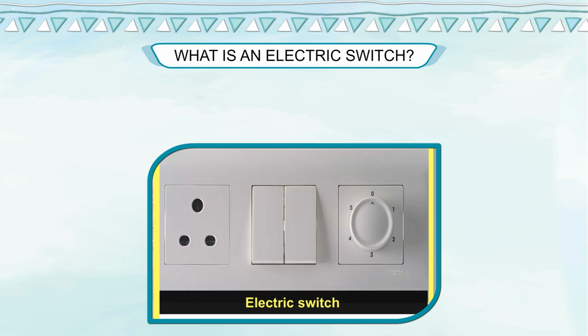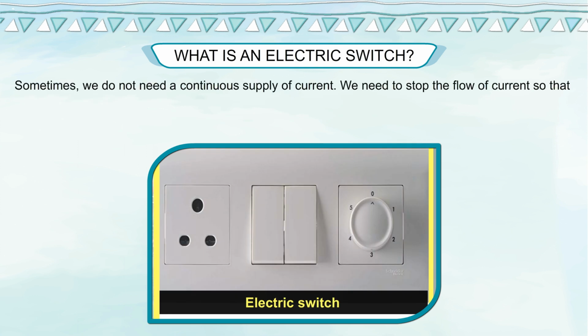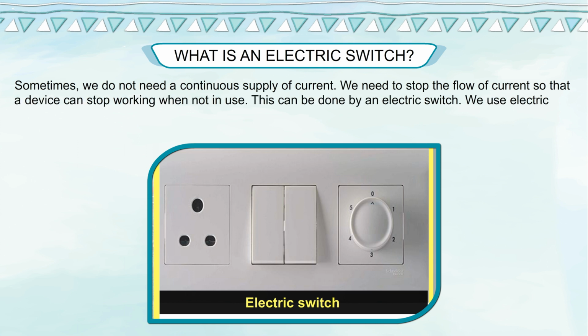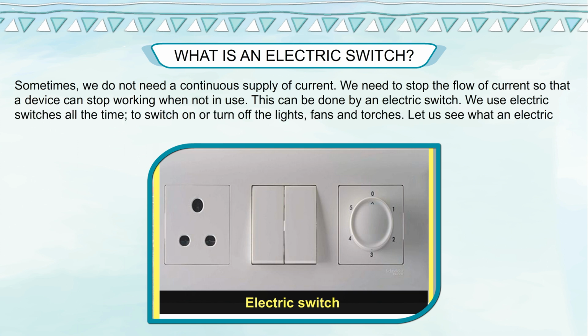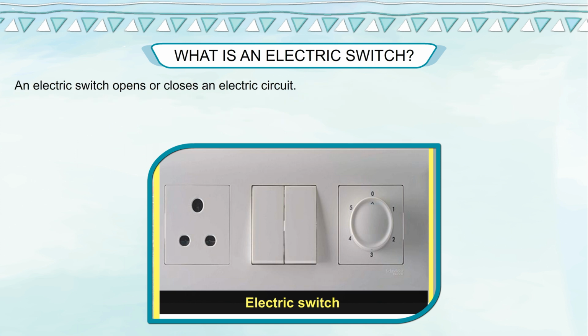What is an electric switch? Sometimes we do not need a continuous supply of current. We need to stop the flow of current so that the device can stop working when not in use. This can be done by an electric switch. We use electric switches all the time to switch on or turn off the lights, fans and torches. Let us see what an electric switch is. An electric switch opens or closes an electric circuit.